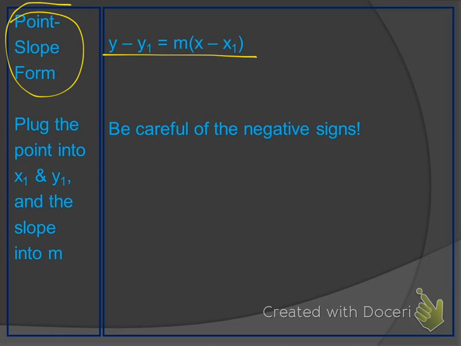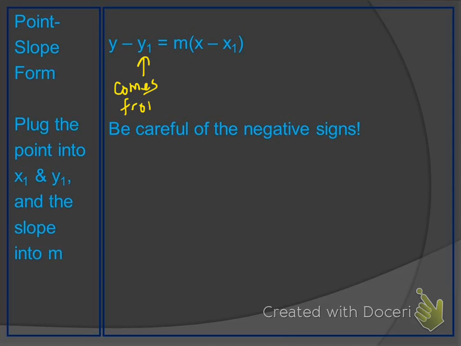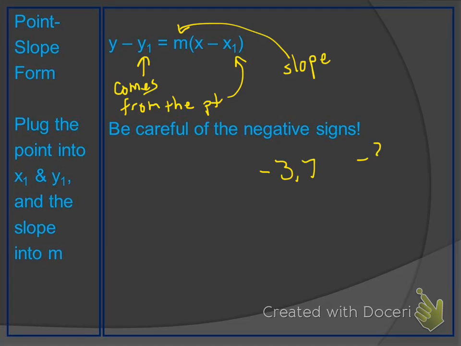y minus y1 equals m times the quantity x minus x1. Now, when you look at it, the y1 comes from the point that they gave you, and so does the x1 right there. The m, obviously, is your slope. Now, if you look back, it said (-3, 7), and the slope was -2/3.